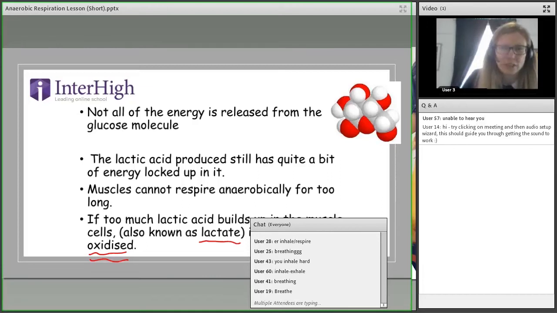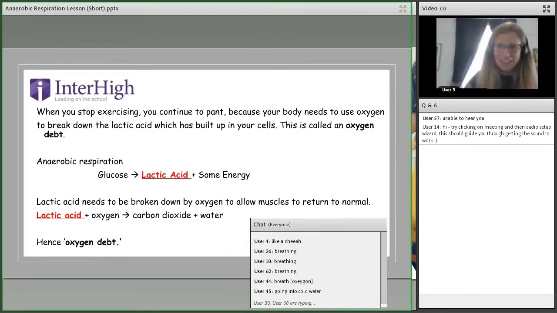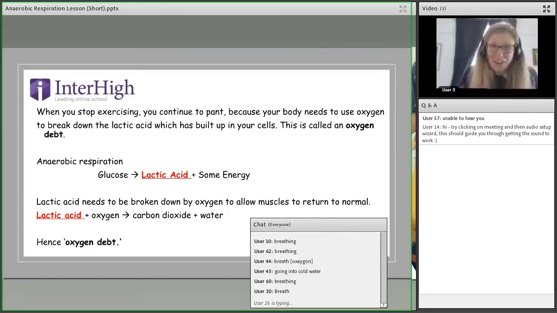Any ideas? Have you been doing anaerobic respiration because you've exercised really hard and you've not been able to get enough oxygen to your cells? Yeah, Phineas, breathing. And you'll notice athletes, after they've finished a race, they're often breathing really, really hard. And that's because they have to pay back what's called an oxygen debt. So whilst they've been exercising really, really hard, their cells don't get the oxygen they need.